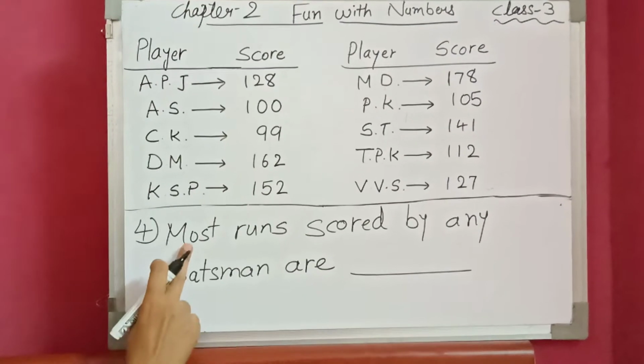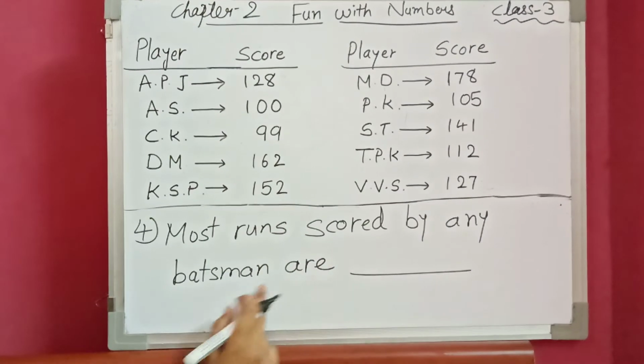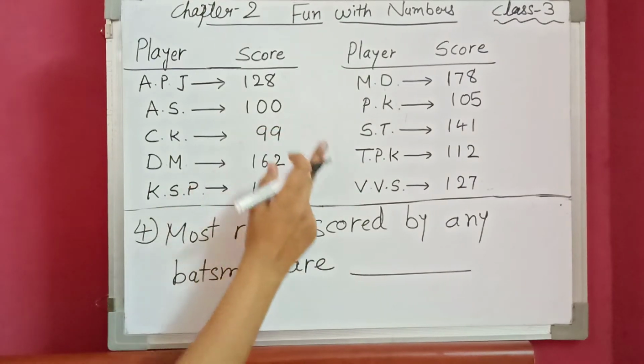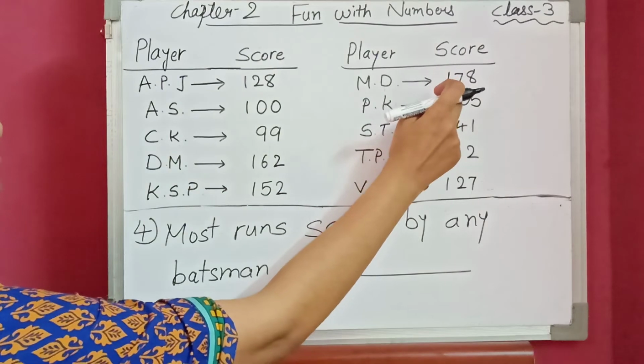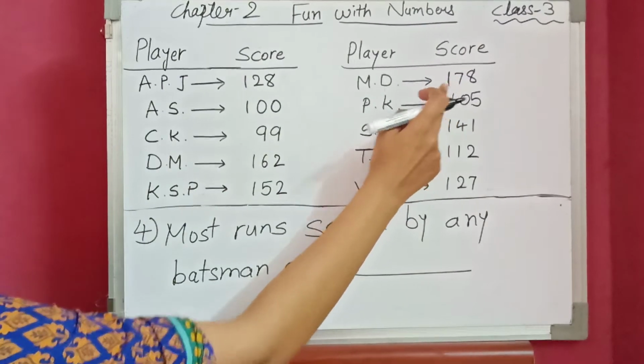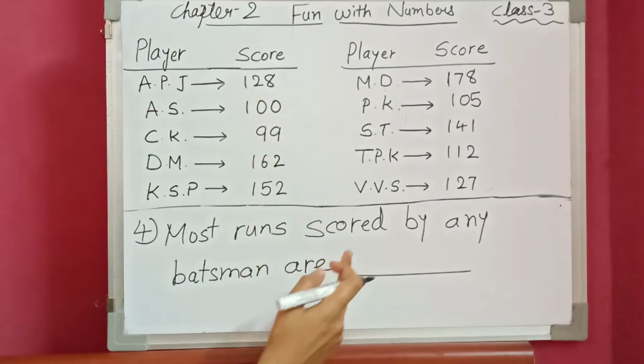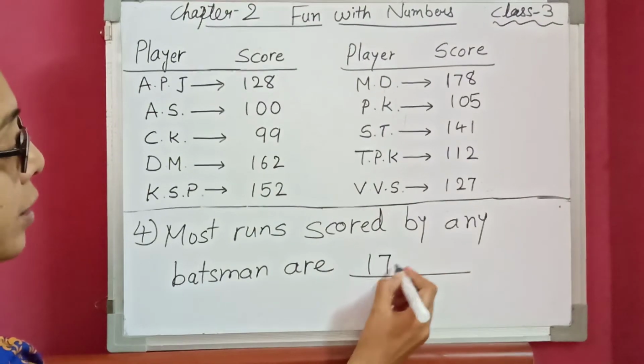Now the fourth question is most runs scored by any batsman are. So in this table, which number is the highest? That is 178. So 178 scored by MD. That is the most runs.